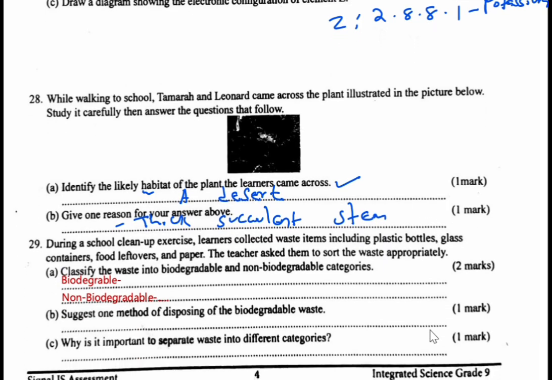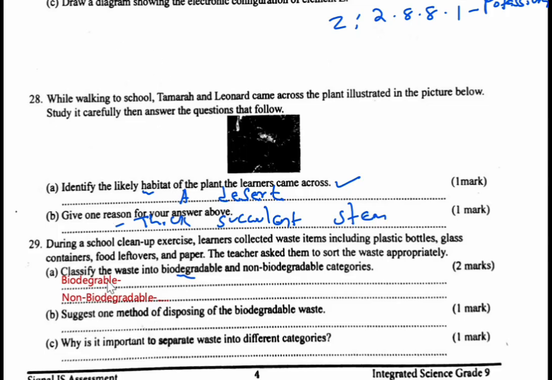Question number 29. During a school cleanup exercise, learners collected waste items including plastic bottles, glass containers, food leftovers, and paper. The teacher asked them to sort the waste appropriately. Classify the waste into biodegradable and non-biodegradable categories. Here we have 2 marks. Then part B, suggest one method of disposing of the biodegradable waste. And finally, why is it important to separate waste into different categories?